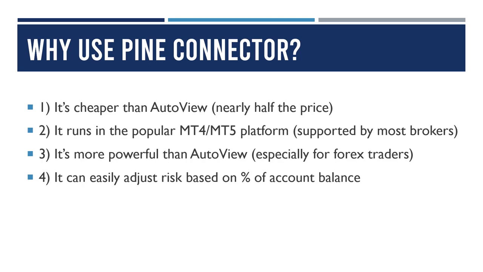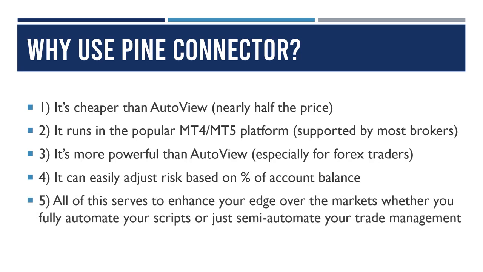For example, if you want to open a trade with a position size and risk equating to just 1% of your account balance, achieving this in AutoView is far more difficult as you need to manually calculate your position size in your Pine scripts. PineConnector, on the other hand, can achieve this with a single alert parameter that specifies how many percentage points to risk of your account balance. You just add the parameter to your alert message and PineConnector calculates your position size.